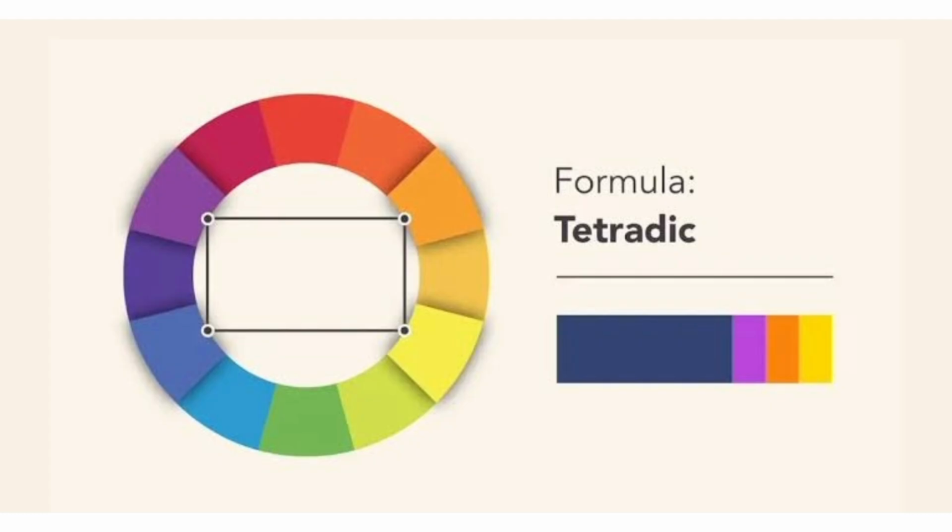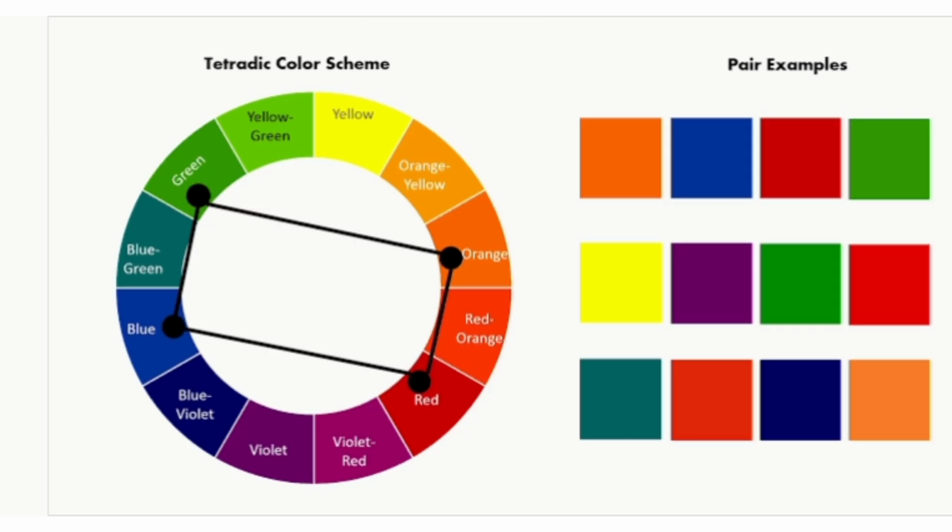For the fifth one, we have tetradic color scheme. So tetra, that's like four, double complementary. So it is two complementary pairs, a rectangle or square on the color wheel. For example, we have red and green plus blue and orange. So it is rich and colorful, but harder to balance. Works best with one dominant color.